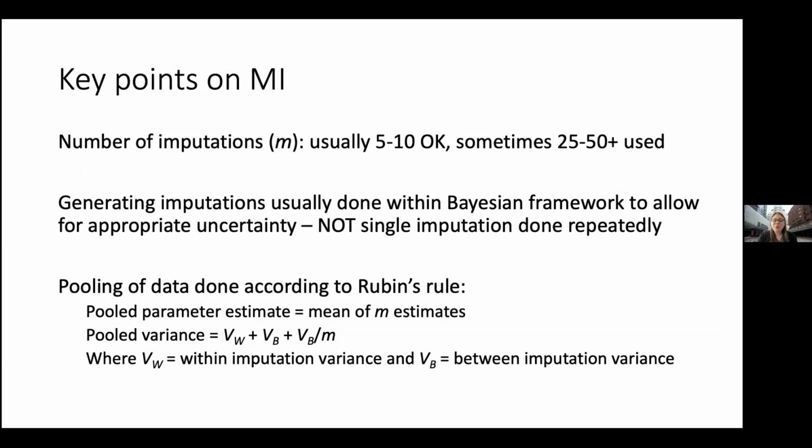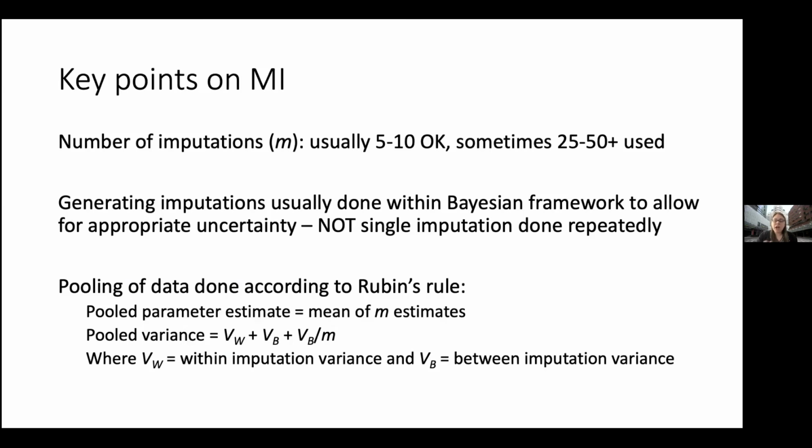So some key points for multiple imputation. That M, the number of imputations: it used to be that people would say 5 to 10 was sufficient. We have better computational power, and so now sometimes you'll see closer to 25 or even 50 or more. A lot of times people say the number of imputations you do should be based on the amount of missingness in your data. That's not a hard and fast rule. There's some nuance to the decision of how many imputations you should do.